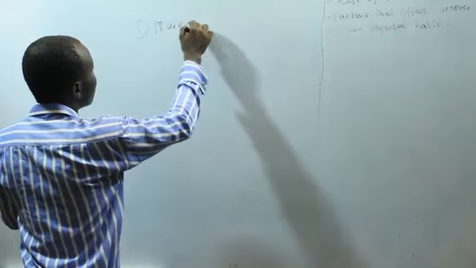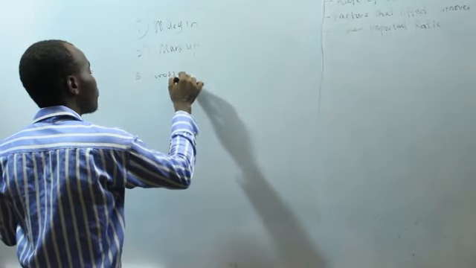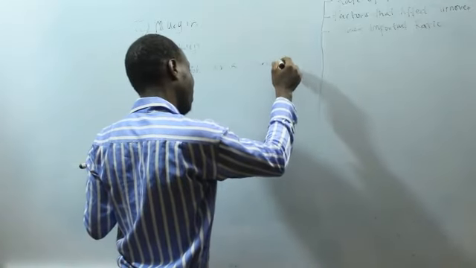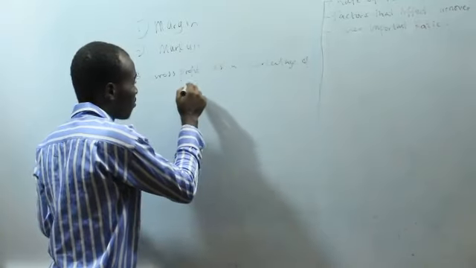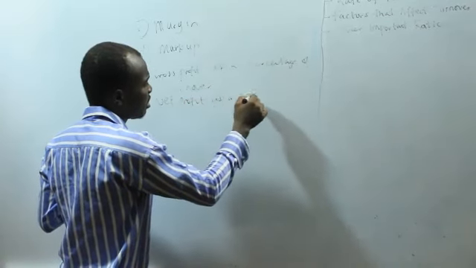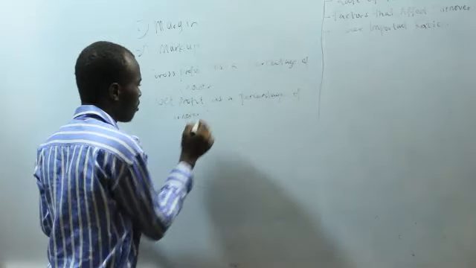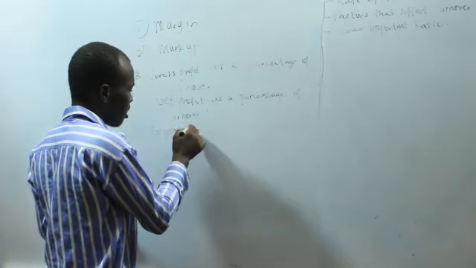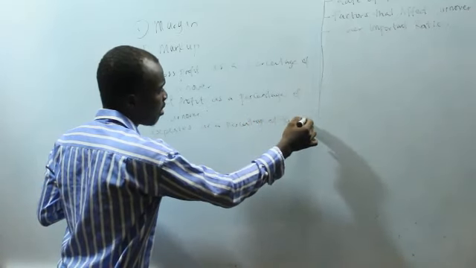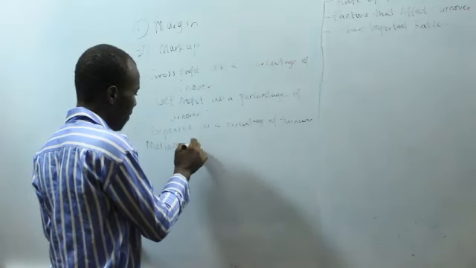We have margin, we have the markup, we have the gross profit expressed as a percentage of turnover. Also, we have the net profit as a percentage of turnover. Also, we have expenses as a percentage of turnover. We have manager's commission.